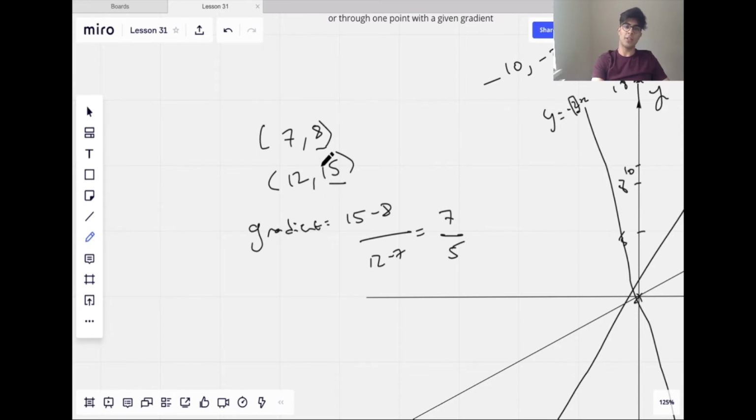And a common mistake students make is that you'll do 15 minus 8 for the change in y, but you'll do 7 minus 12 for the change in x, and in that case you've got the sign wrong. What you might want to do is label this as 2, label this as 1, just to remind yourself you do 2 minus 1, so you'll do 15 minus 8 and 12 minus 7, not to get that confused around.